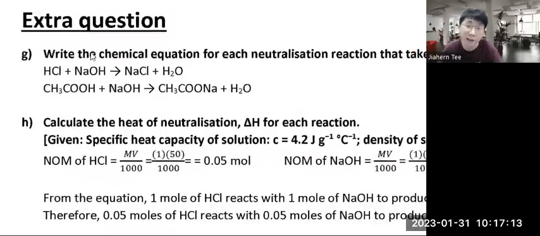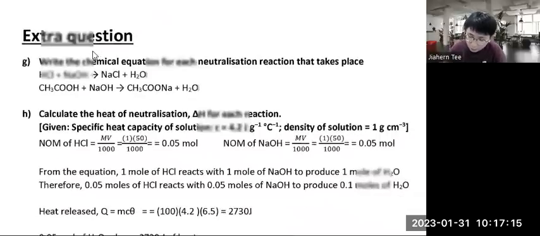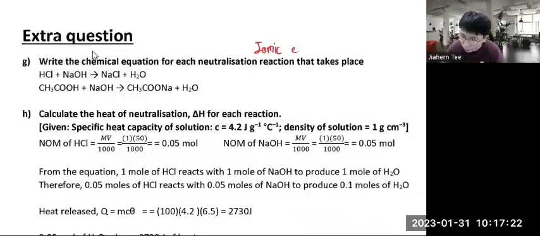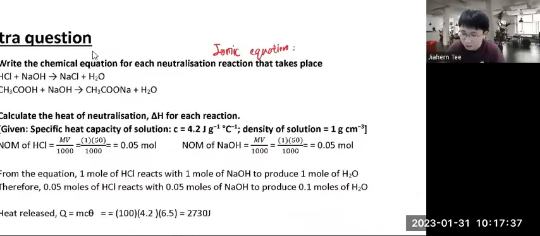Okay, just for extra information, if your paper asks you to write an ionic equation, guys, wait, my iPad is lagging. Okay, ionic equation. What is the ionic equation for neutralization? Surprisingly, it's actually a fixed answer. No matter what acid you use, no matter what alkaline you use, it will always be the same ionic equation. And what is that?